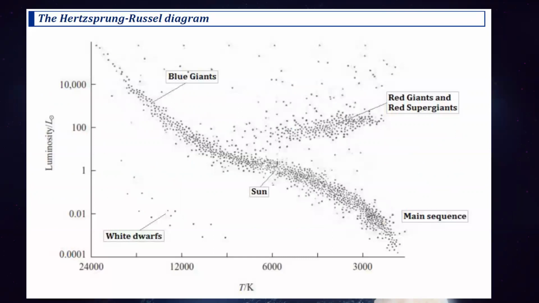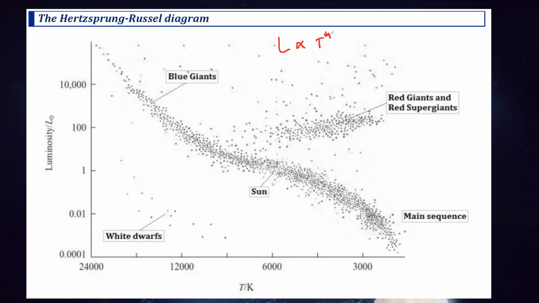So this is a Hertzsprung-Russell diagram which explains different types of stars. On the y-axis we have the luminosity, on the x-axis we have temperature, but you can see the temperature is in decreasing order: 24,000, then 12,000, then 6,000 and 3,000. So the simple concept is that luminosity and temperature are directly proportional.